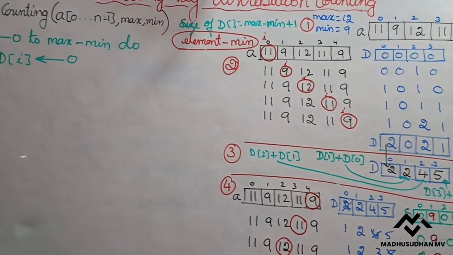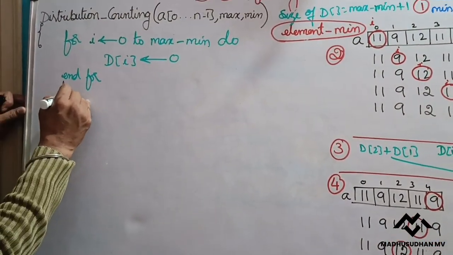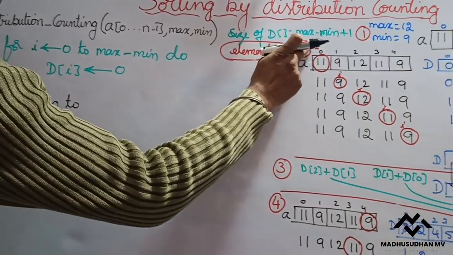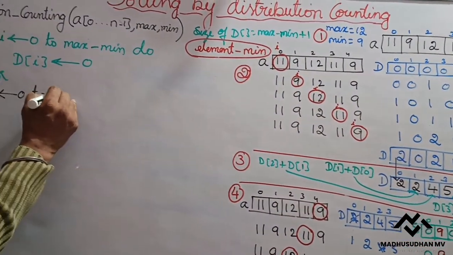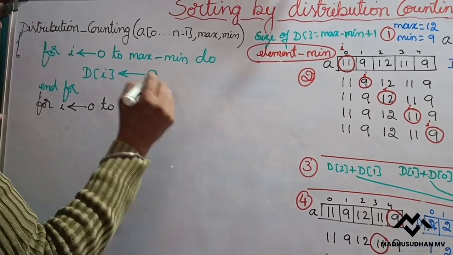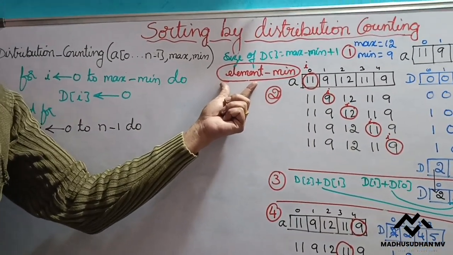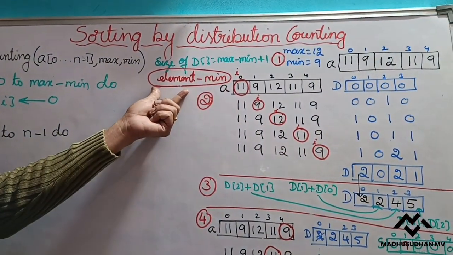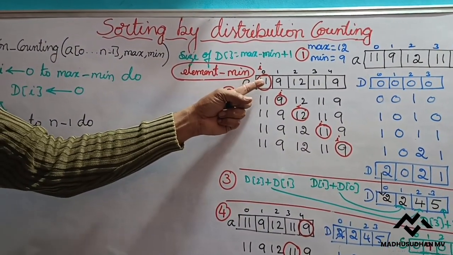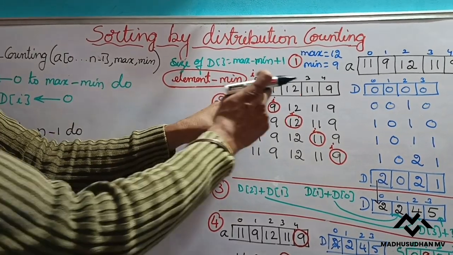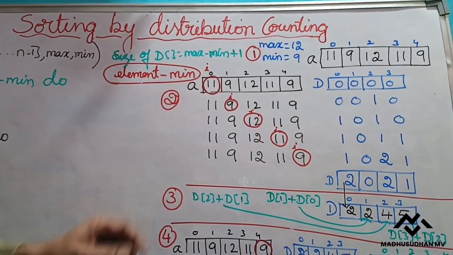So what I will do? For I equal to 0, I start from the 0th position to the last element, so 0 to n minus 1. Now I need to use element minus minimum, and increment whichever position that gives. Element 11, 11 minus the minimum 9, 2. So position 2 I have incremented to 1.